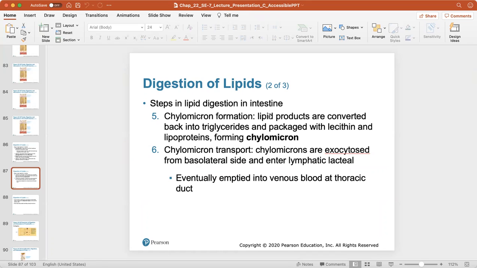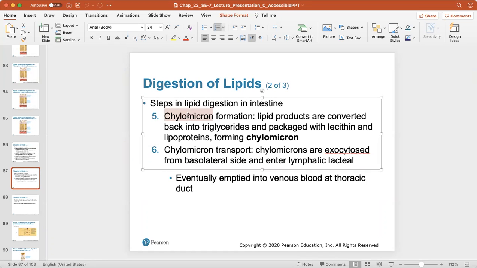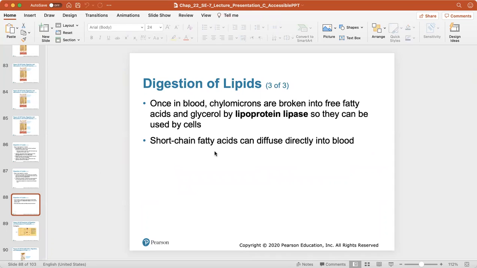Chylomicron formation is when the lipid products are converted back into triglycerides and packaged with lecithin and lipoproteins, forming a chylomicron. The chylomicrons can then be transported and enclosed through the cell and eventually emptied into venous blood at the thoracic duct. Once in the blood, these chylomicrons are broken into free fatty acids and glycerol by lipoprotein lipase so that they can be used by cells. Short-chain fatty acids can diffuse directly into the blood.